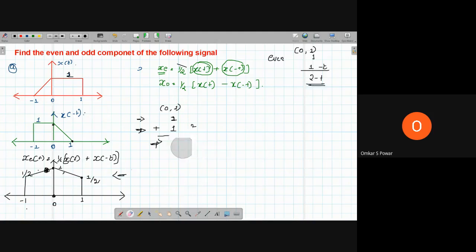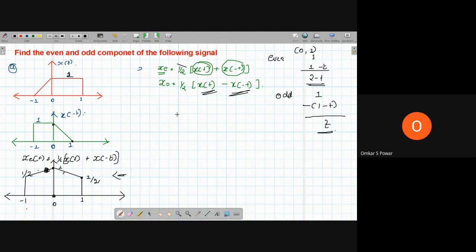Now let me erase here because I have to draw the odd component here so that you'll get a better idea. So for odd, what do we have to do? x of t minus x of minus t. So 1 minus, what is the expression for this one? So 1 minus 1 minus t. So the answer is plus t.